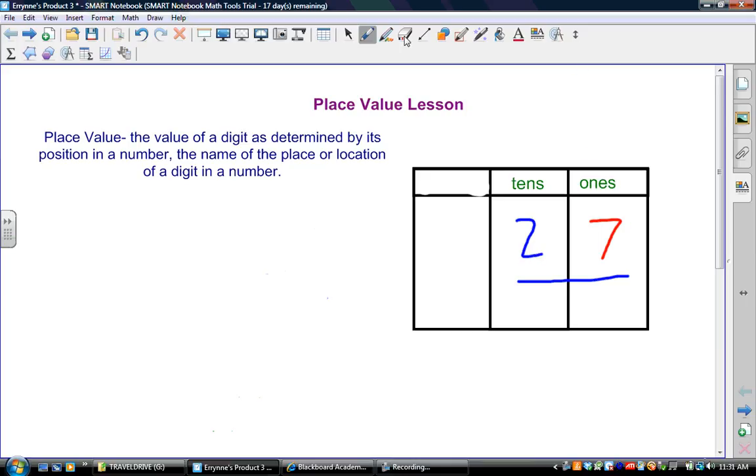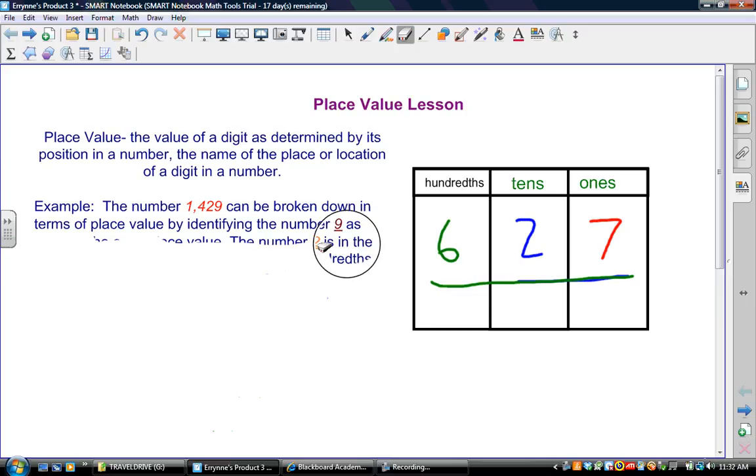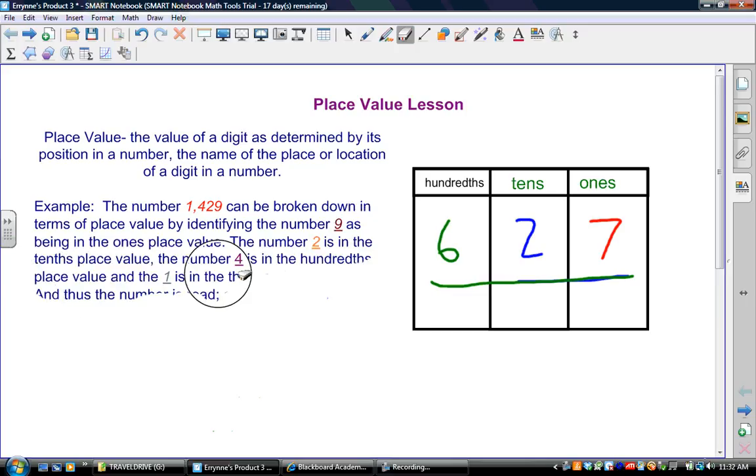Now we can extend this and we can see the hundreds column. Okay? The number in the hundreds column is how many hundreds there are. So if we put the number 6, that makes this number 627. That means there are 6 hundreds, 2 tens, and 7 ones. Okay? Moving right along. Let me give you an example, friends.